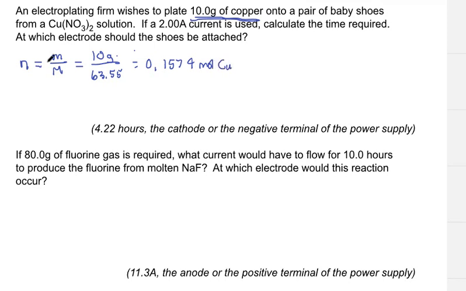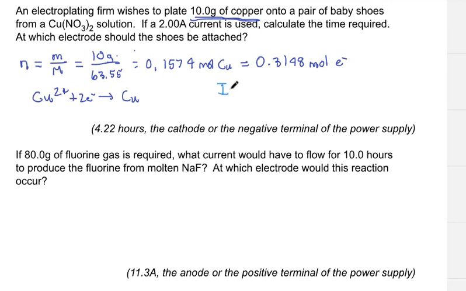They tell us this is a copper 2 solution, so the half reaction we're getting is copper 2 turning into copper metal. Not surprisingly, that means 2 electrons. So to make a single copper costs 2 electrons. To make this much copper costs 2 times this many electrons. That's 0.3148 moles of electrons, and now we finally have a number we can put into our formula.